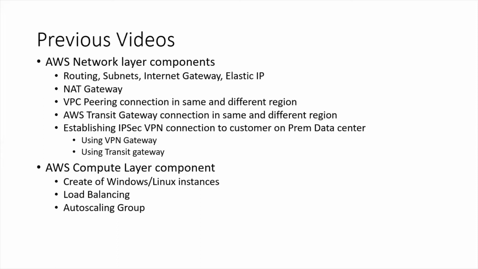So in my previous videos, I have created several videos for different domains. Like in network layer components, I have created how to create a virtual data center on AWS Cloud, or VPC, and creating network components like routing, subnets, internet gateway, elastic IP, NAT gateways, and establishing communication between different VPCs over the cloud, using VPC peering connection and AWS Transit Gateway. These are really advanced concepts, and you can try these.